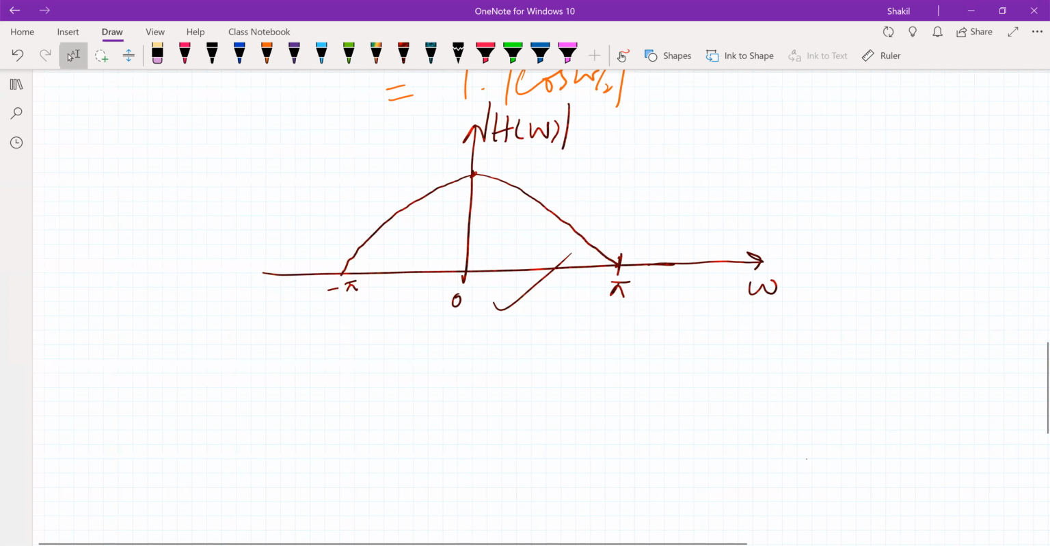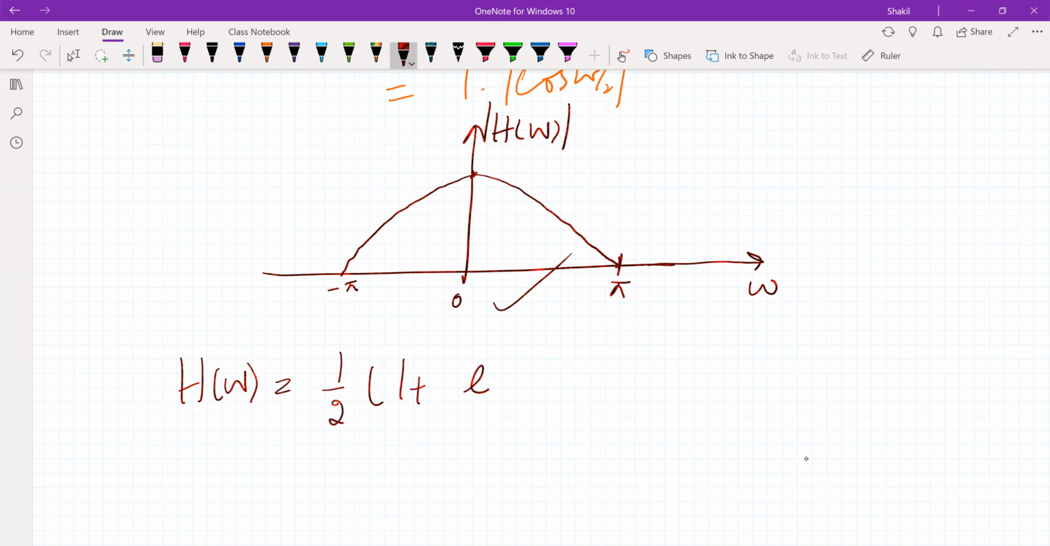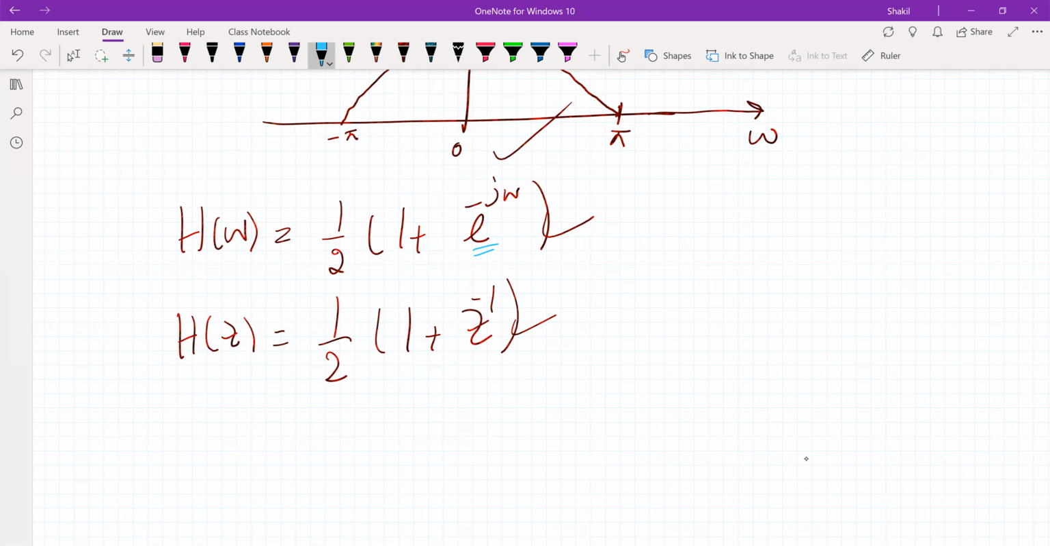Now see, we checked the discrete time Fourier transform of the given filter. Now this is also given in terms of H of z, which is 1 by 2 times 1 plus z to the power minus 1. So this is the transfer function in the omega domain, and this is the transfer function in the z domain. Now we know the highest frequency in the omega domain is equal to pi, and omega equal to 0 is the lowest frequency.